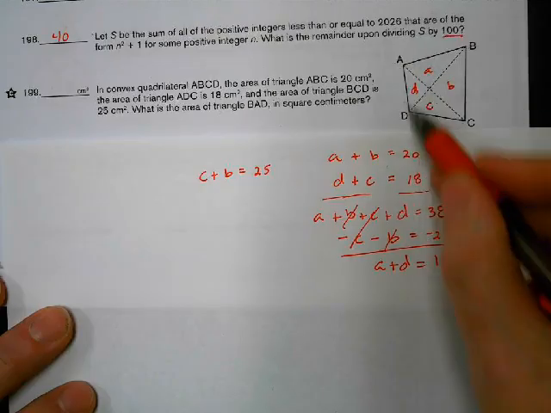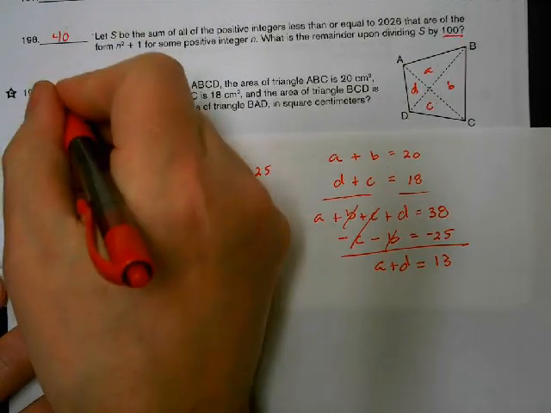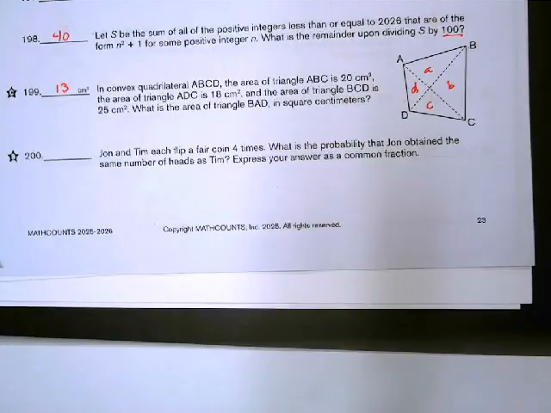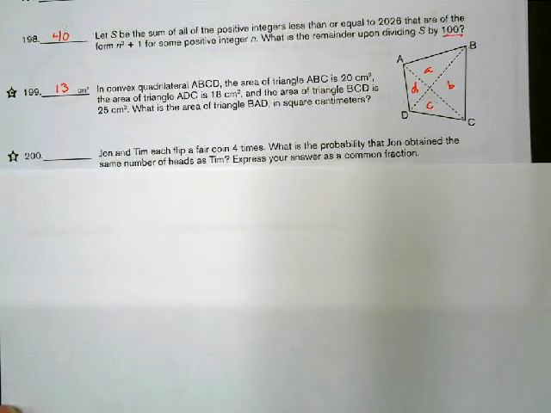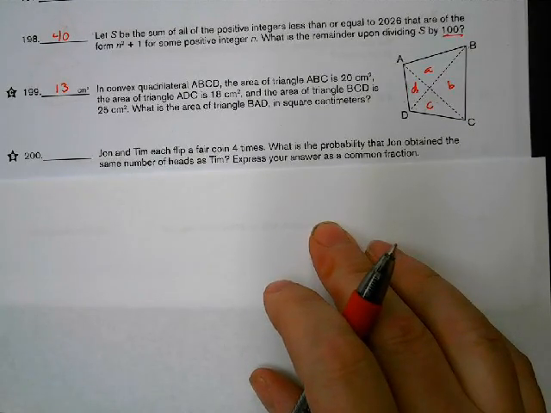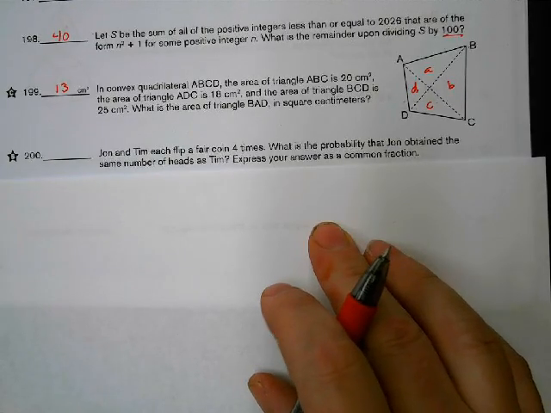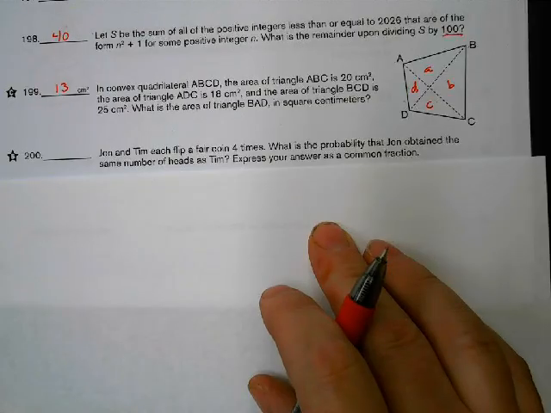John and Tim each flip a fair coin 4 times. What is the probability that John obtained the same number of heads as Tim? Express your answer as a common fraction. Okay, so they flip a coin 4 times. What's the probability that they get the same heads? Okay, so when you flip the coin 4 times, there's 2 to the 4th combinations. There's 16 combinations.